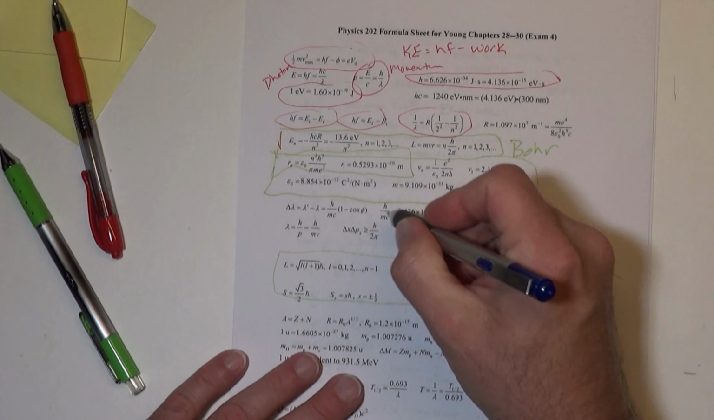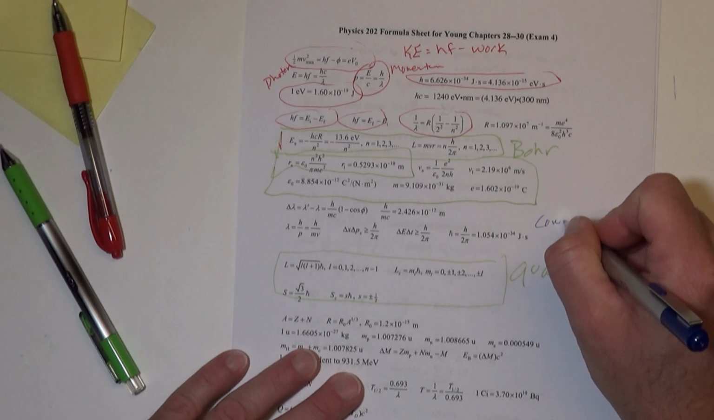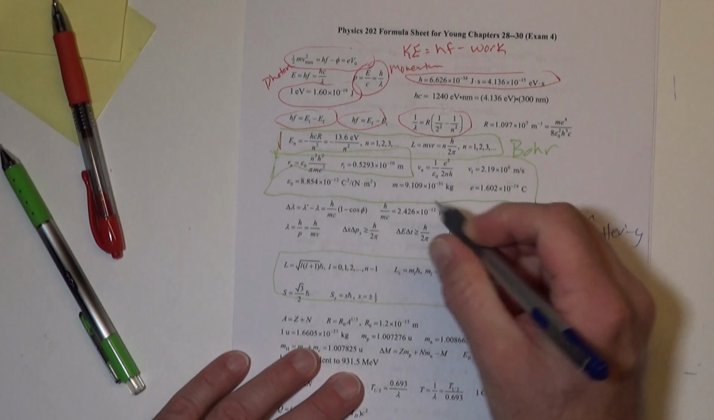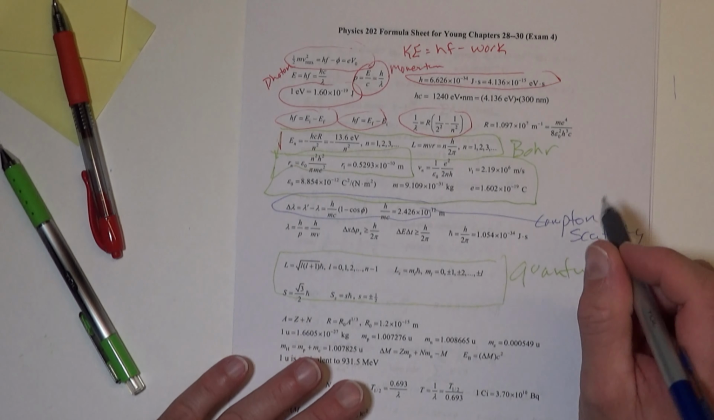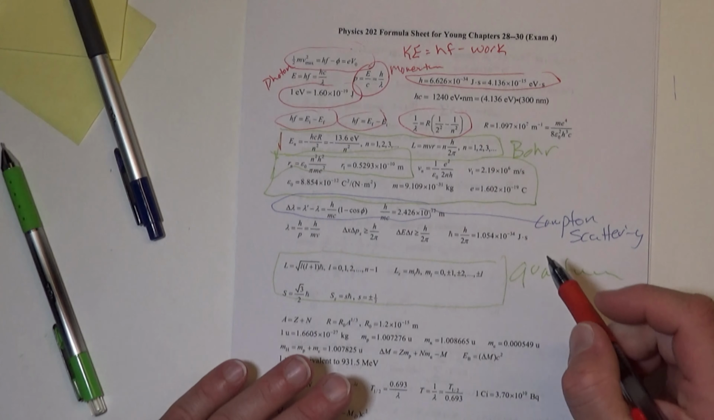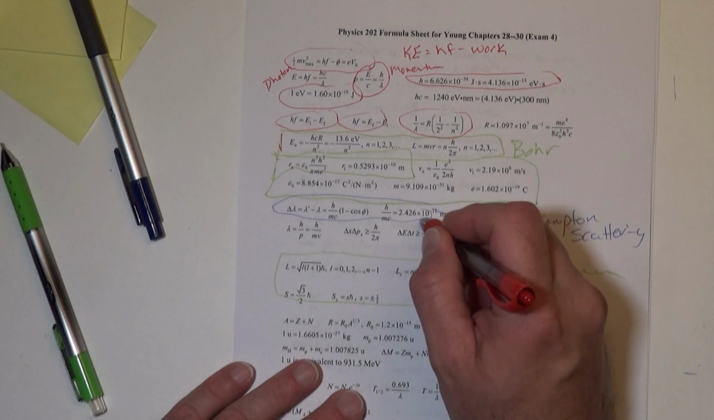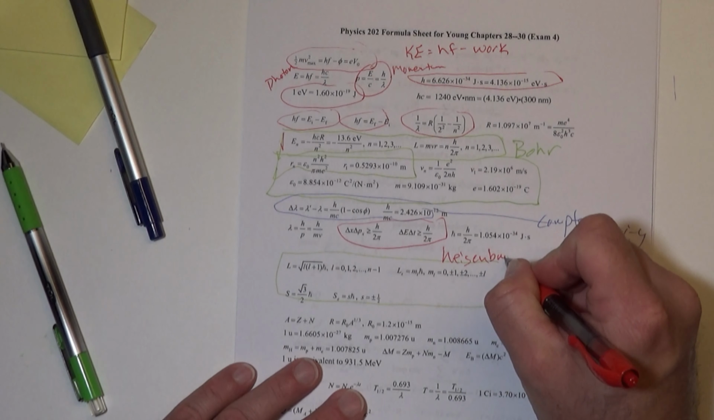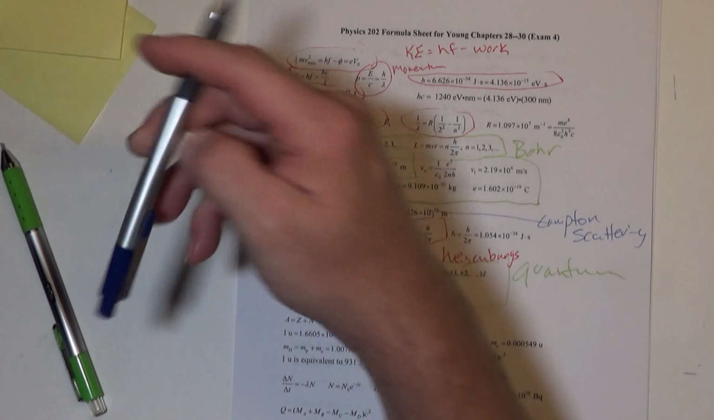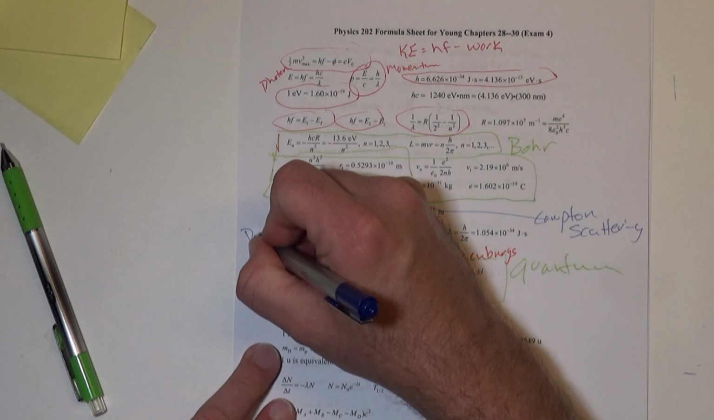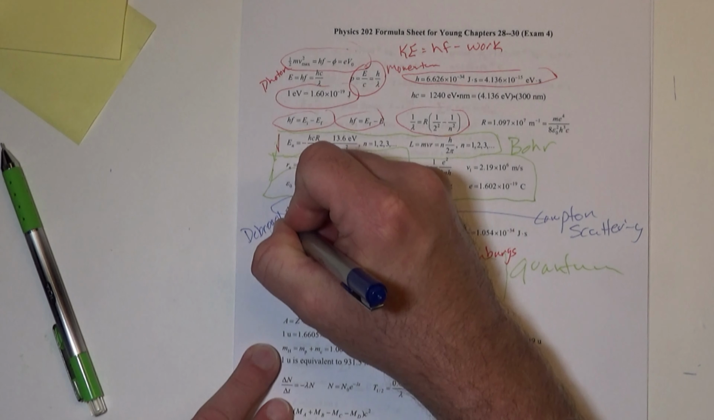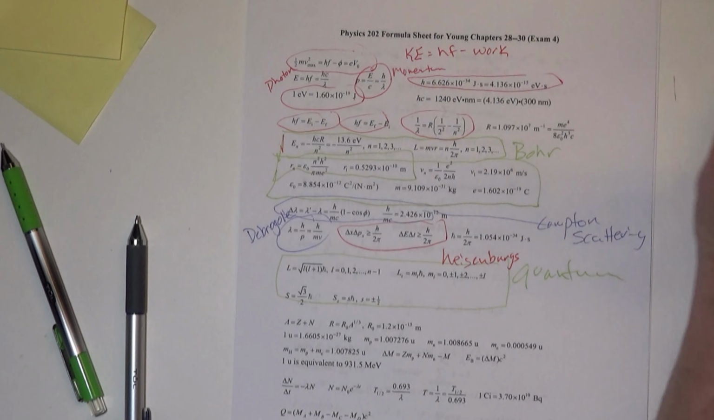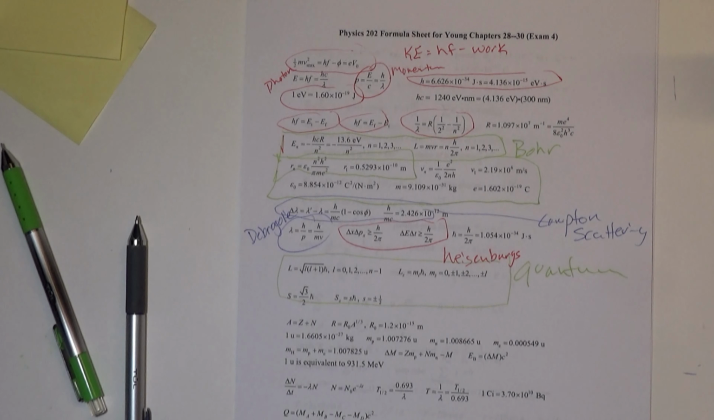The stuff in the middle, this is Compton scattering. That's what this over here is. This right here is Heisenberg's uncertainty. And this is the de Broglie wavelength, and that's out of place. It should be up here with this stuff up here. This is the first time I've seen him put things out of place that drastically.